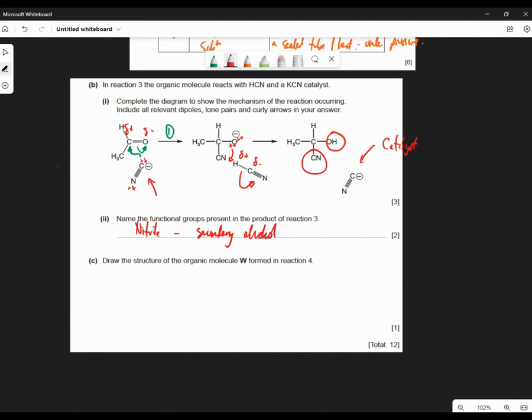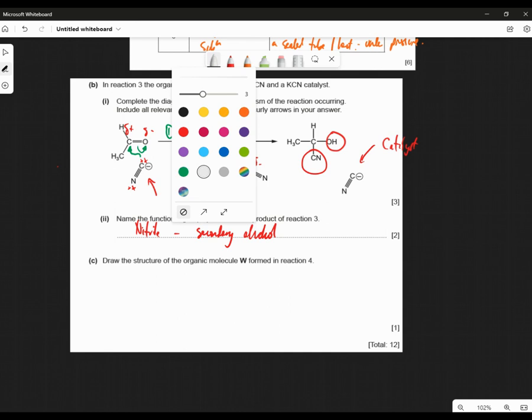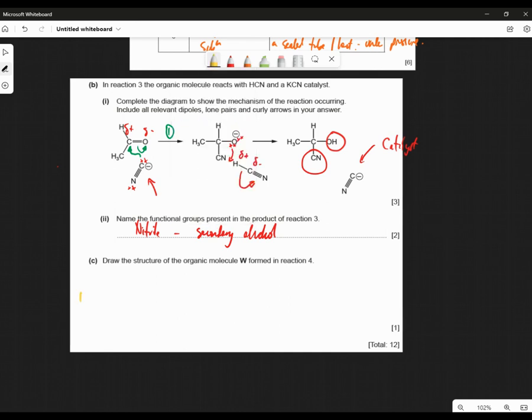Draw the structure of the organic molecule W formed in reaction 4. Now it's this guy. I'm going to redraw this in a different color. Let's draw it in. I can't draw it in white, can I? Let me draw it in yellow. All right. Oh, that's not good at all, is it? Let me do orange. So we have CH3, this guy, and this. There's a nitrile and my OH.